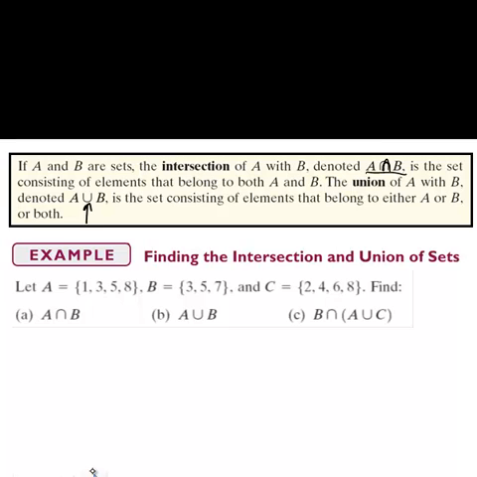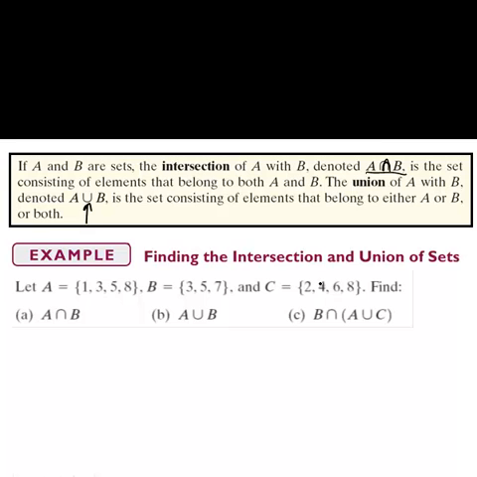Okay? So here's a quick example. And notice that all of these examples and all these definitions are straight out of the textbook, so I'm not pulling any surprises on you. All right, here's a quick example. We have set A, the set of numbers 1, 3, 5, 8. We have set B, the set of numbers 3, 5, 7. And we have a set C, 2, 4, 6, 8. Let's go ahead and find A intersect B, A union B, and B intersect (A union C).